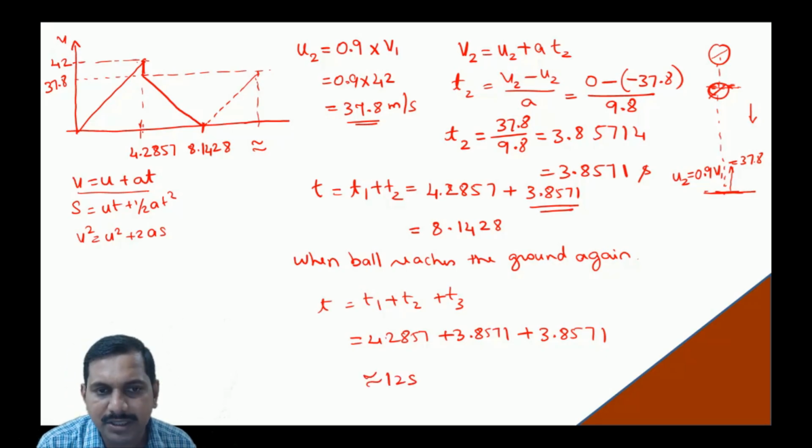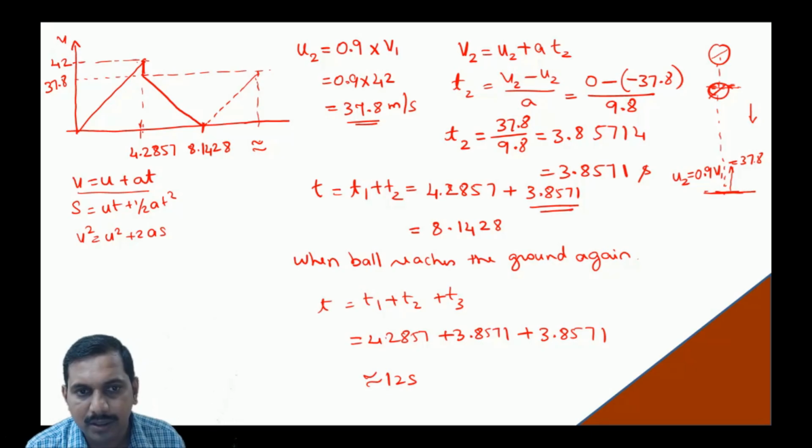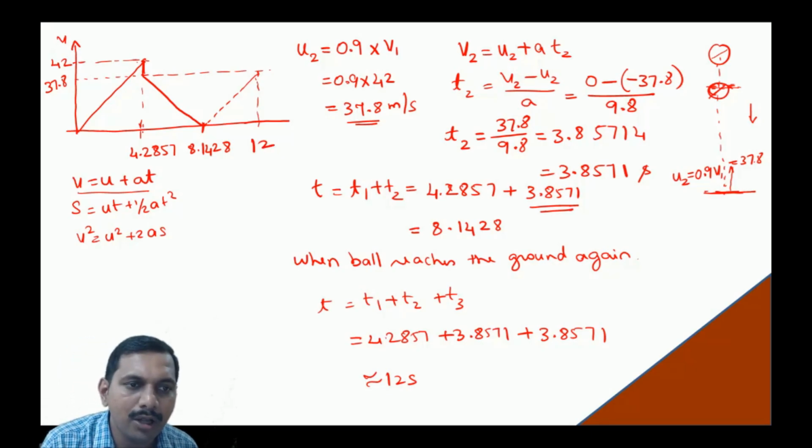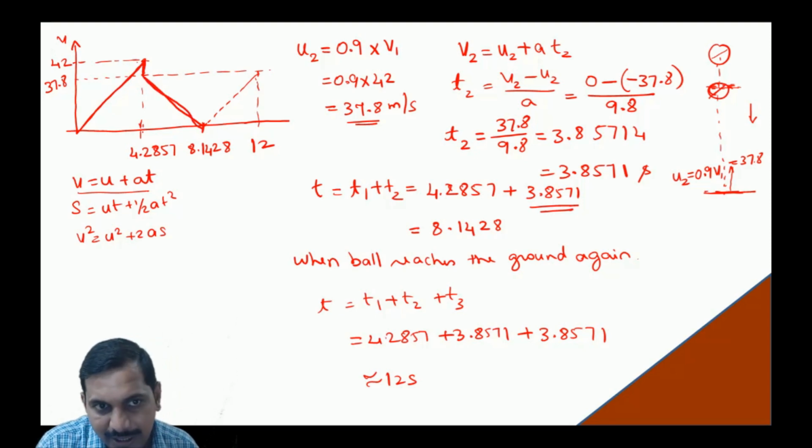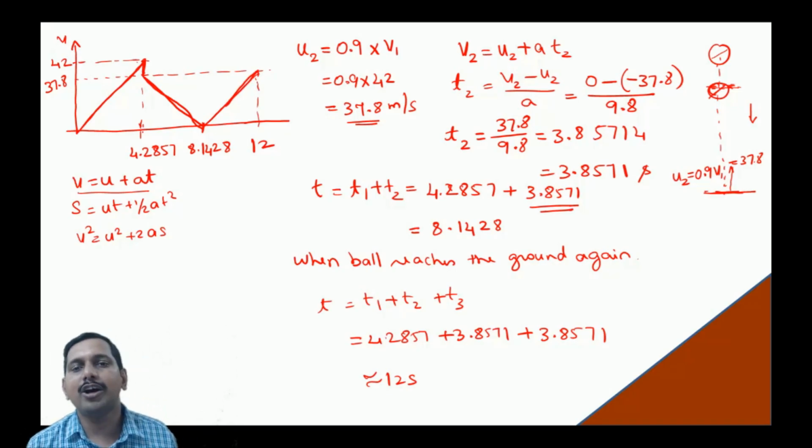So in 12 seconds, what will happen? The ball will go up like this, it will come down, then it will go down like this linearly, and it will go up like this. This would be the velocity versus time graph. I hope you have understood.